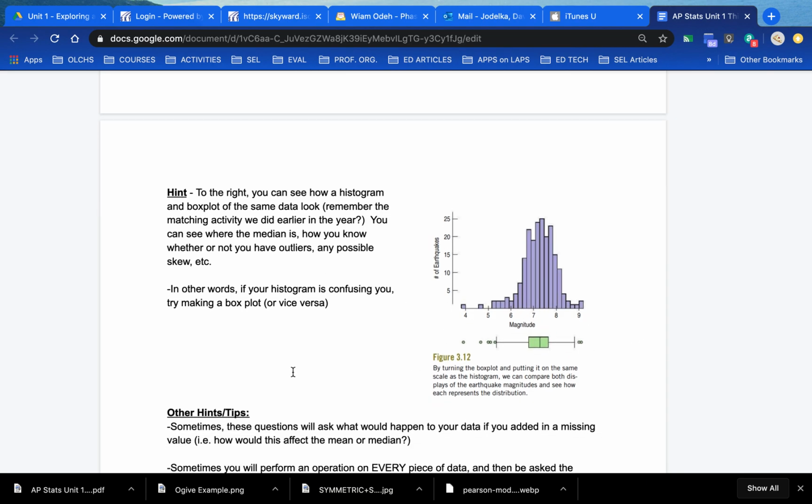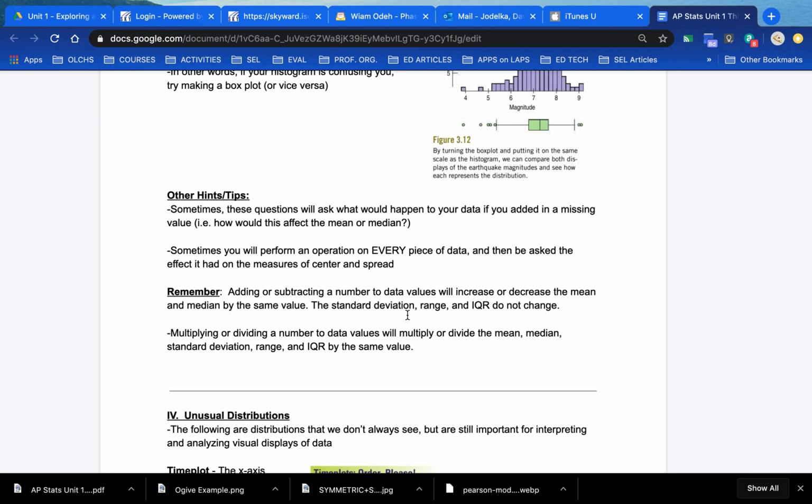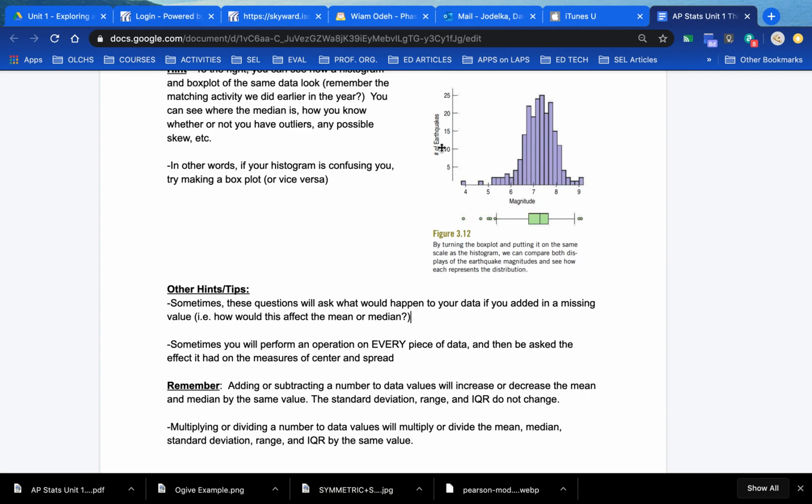So when you're comparing them, you're kind of looking for similarities and differences amongst the visual displays. A couple other things just about Unit 1 before we get into unusual distributions. If you're ever asked to add in a missing value, they might say, oh, we recorded another earthquake. It had a magnitude 9. What would that do to our picture? What would that do to our measures of center and spread?